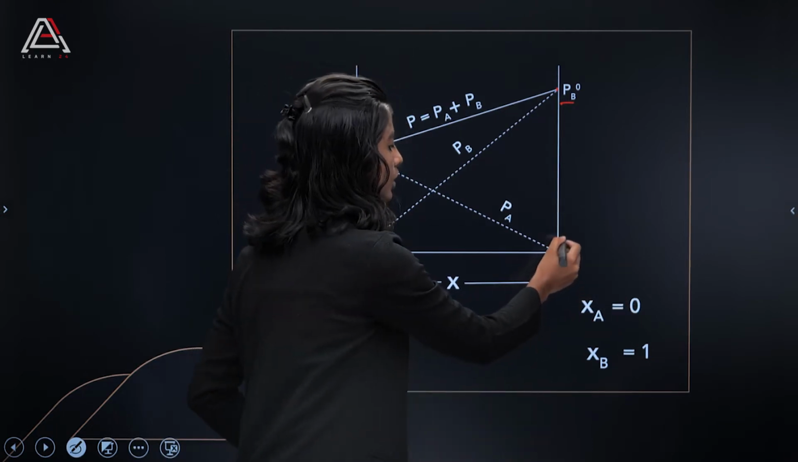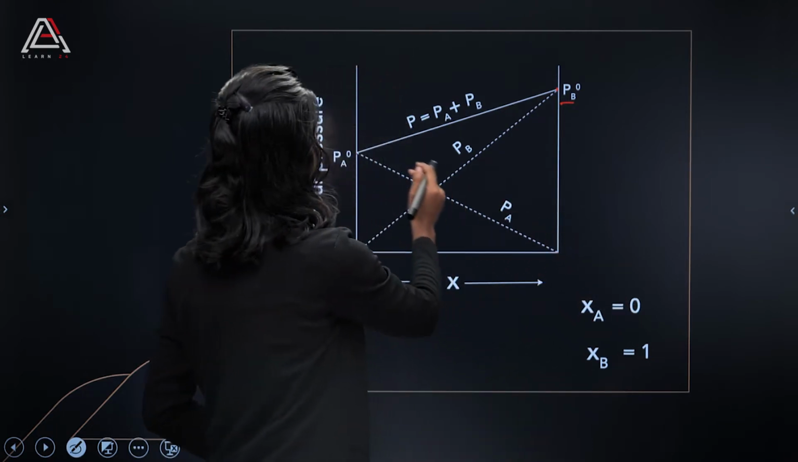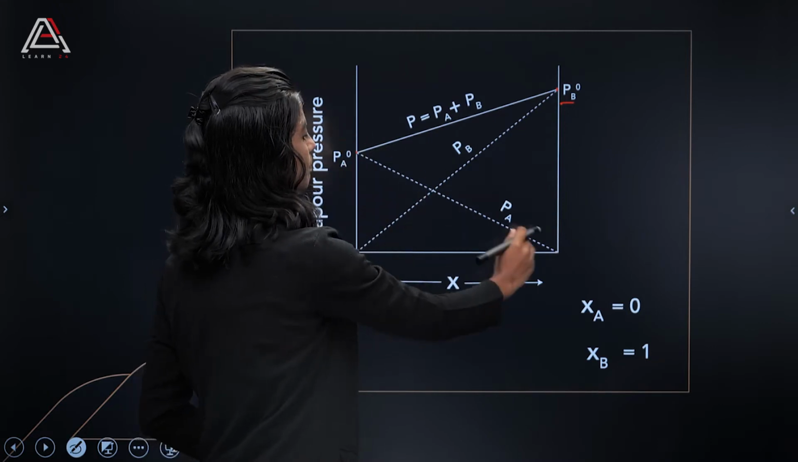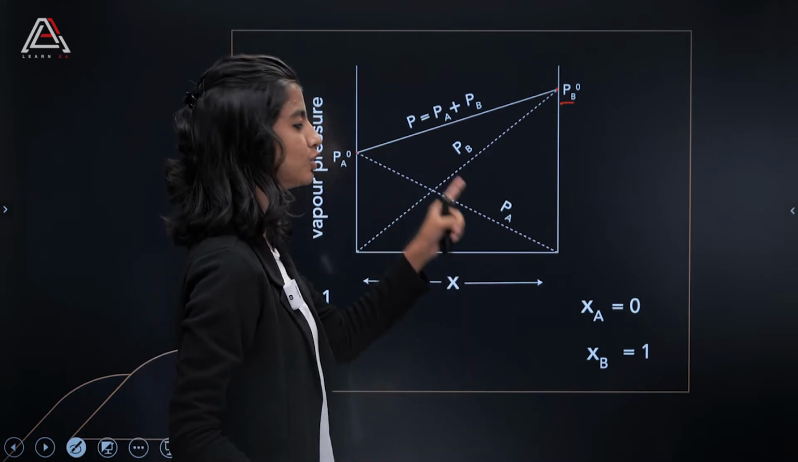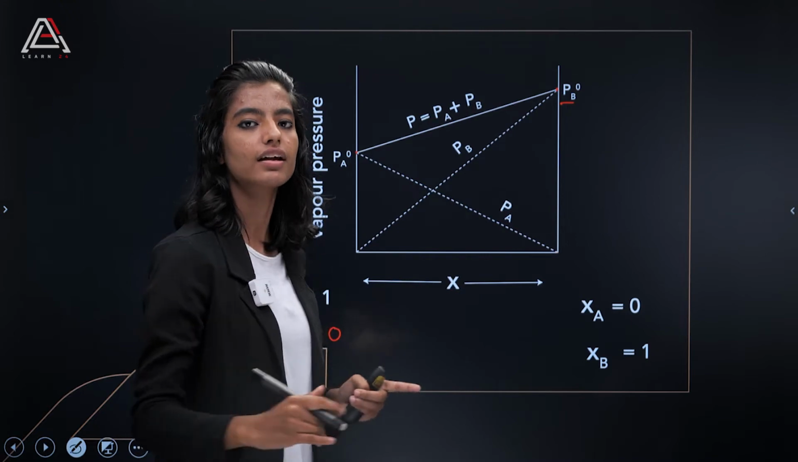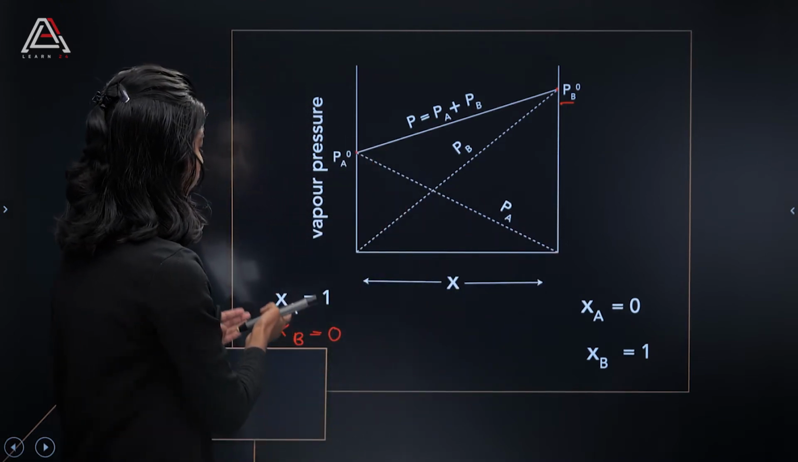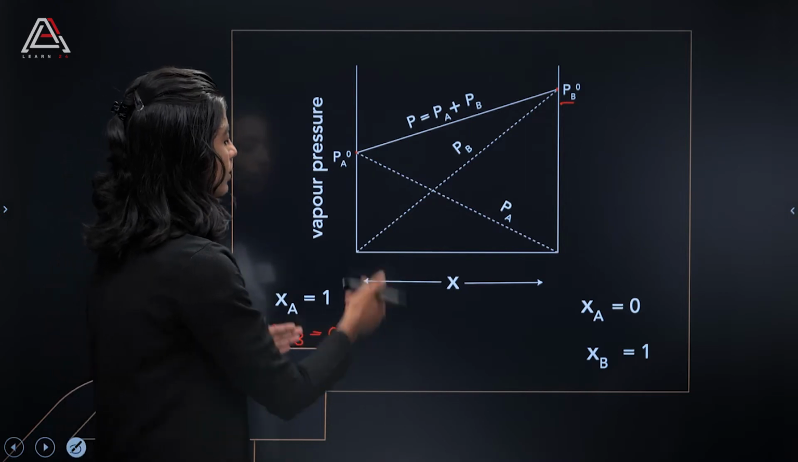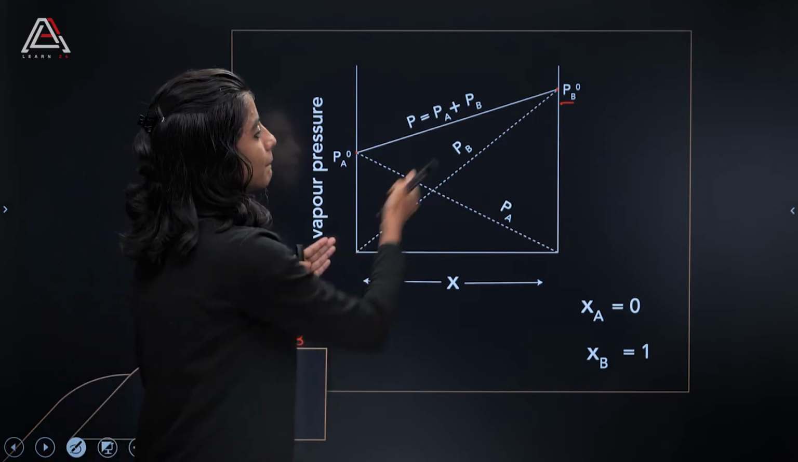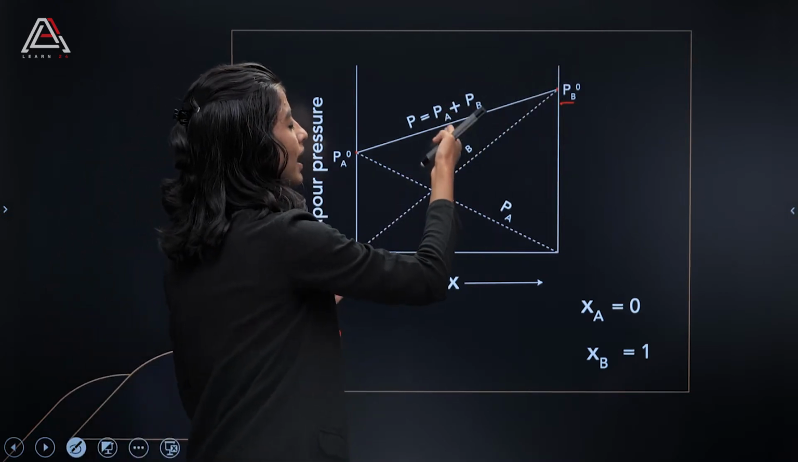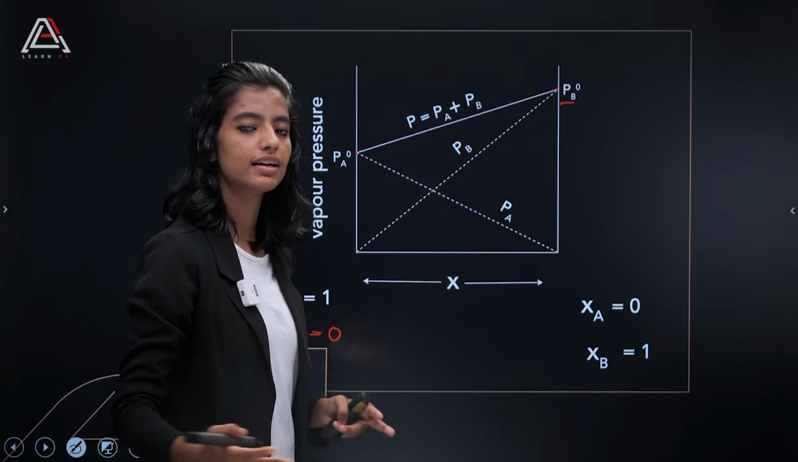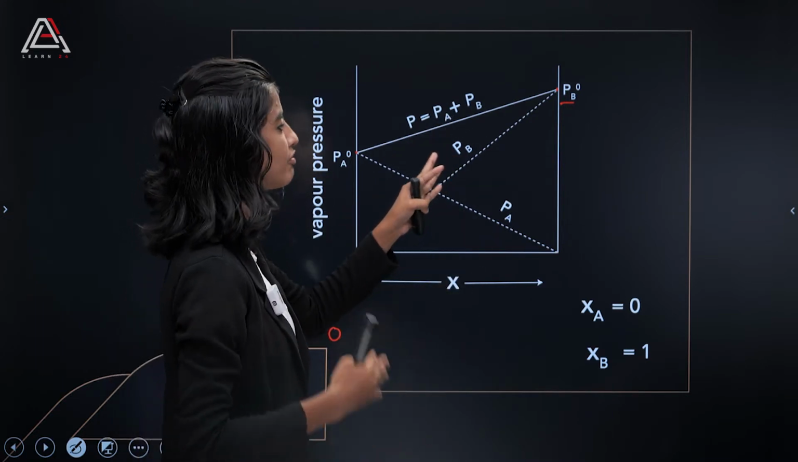Starting from 0, pressure just increasing and I got the line PA, that is the partial vapor pressure of A. From here, the mole fraction of B is 0. Starting from 0, PB naught. I got the partial vapor pressure of B.